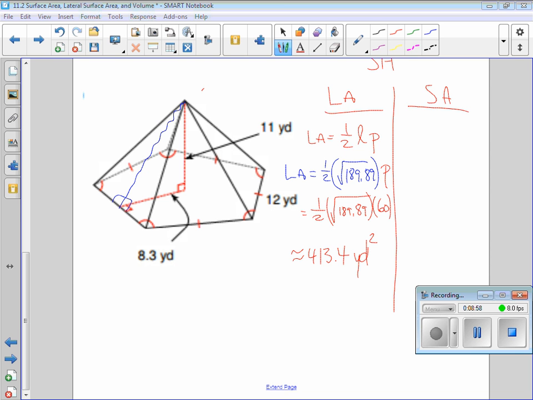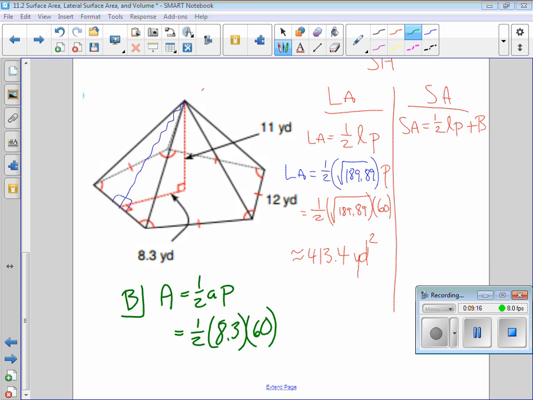So if I want to do that, I'm going to use the surface area formula, which is this formula. Since I've already found the lateral area, you can see the surface area is just adding the base to the lateral area. So since I already have that, I'm going to bring that in in just a moment. Let me go calculate the base area. As you can see, I'm going to use the regular polygon area formula, which is 1/2 apothem times the perimeter, which is 249 square yards.